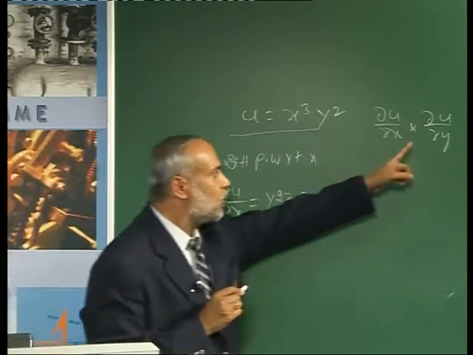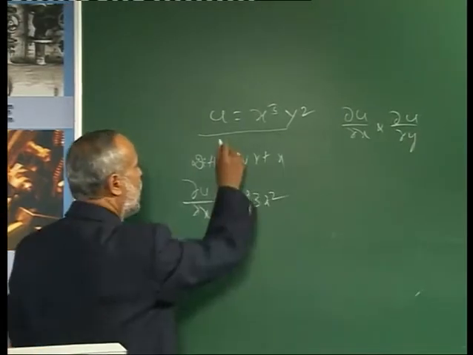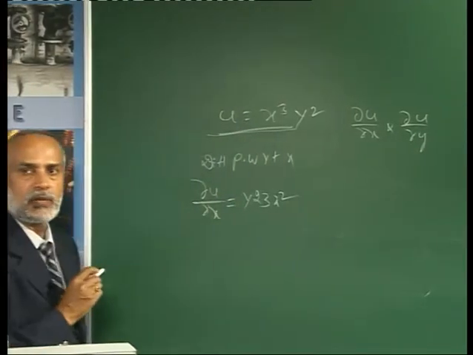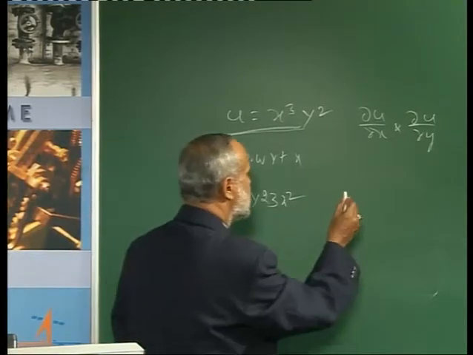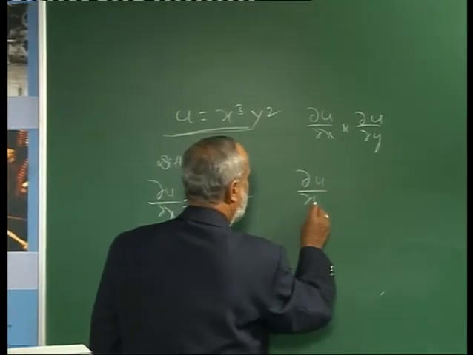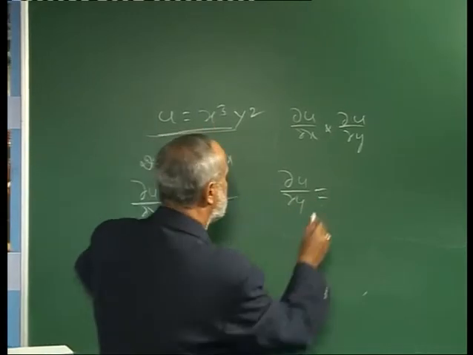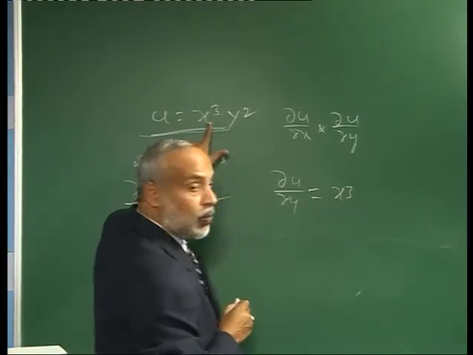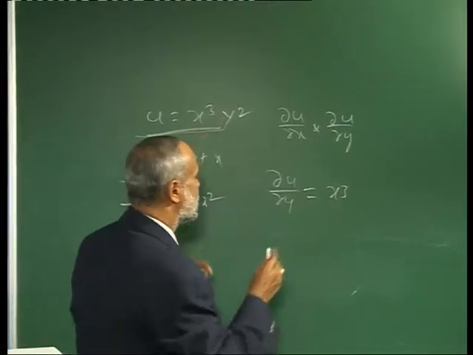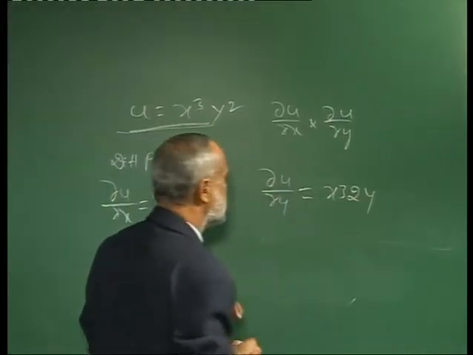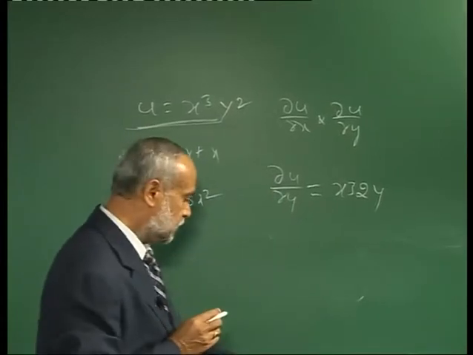Now similarly you can find dou u by dou y. Differentiating the same function partially with respect to y, dou u by dou y equals, here x cube is constant while differentiating partially with respect to y, and y squared differentiation is 2y. This is dou u by dou y.